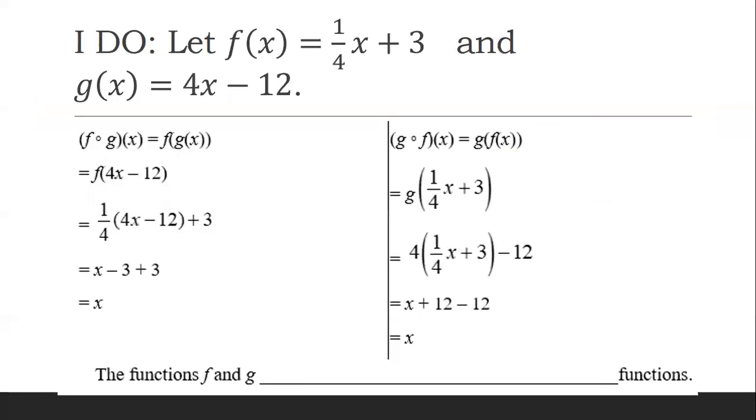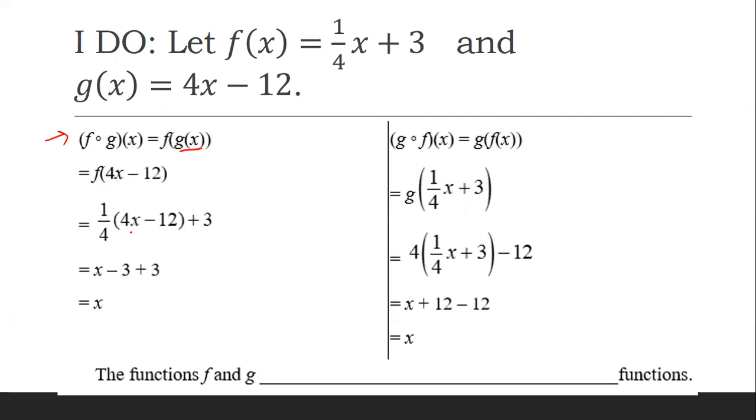Things like that. So for example, if you look up here, we have f of x equals 1/4 x plus 3, and g of x equals 4x minus 12. The first thing you're going to do is compose. So you're going to do your f of g first. When I do f of g, that means I'm taking g of x and plugging it into f. So what is g of x? Well, g of x is 4x minus 12. So f of 4x minus 12.